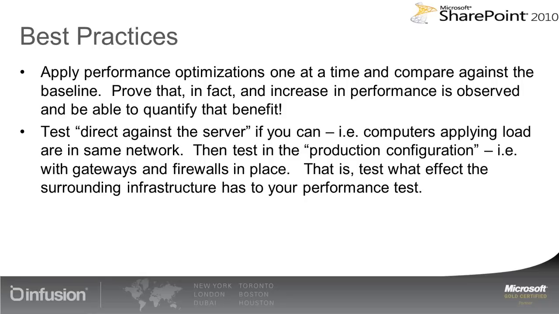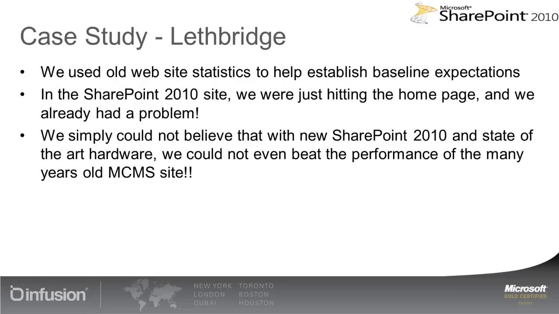When you do apply performance optimizations like caching, apply them one at a time and retest against your baseline, because you want to see what improvement that particular optimization makes. And I mentioned the other one about testing direct against the server, because otherwise you don't know if it's the firewall that's doing something bad for you. So let me finish with discoveries from Lethbridge.